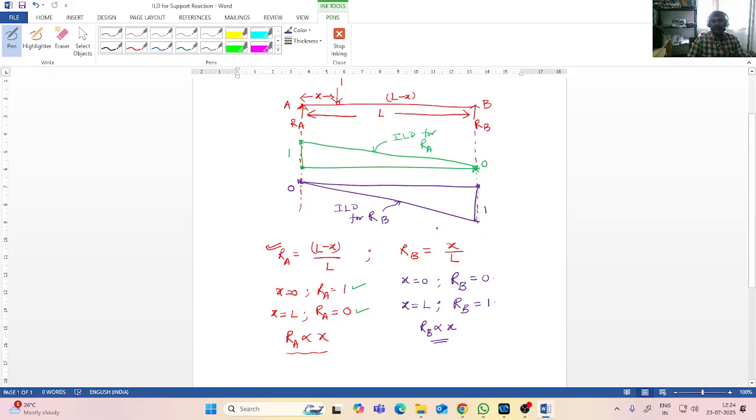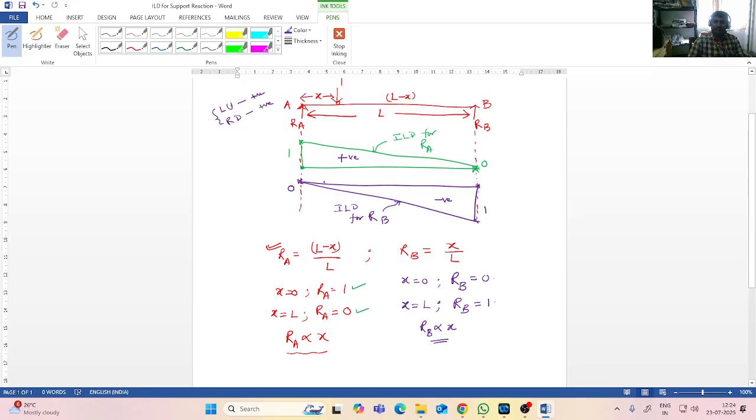Now coming to the sign convention, these values are positive and these values are negative according to the sign convention that you are following. Like left upward force is positive, right downward is also positive. With these notations we can say this is positive, this is negative force. So this is how you plot the influence line diagram for support reactions.